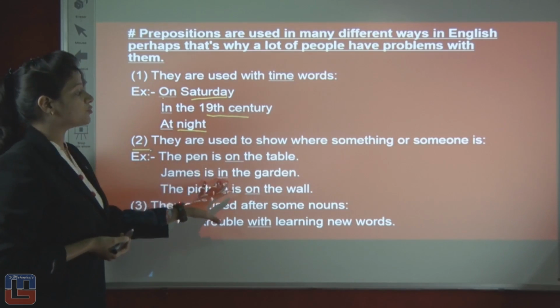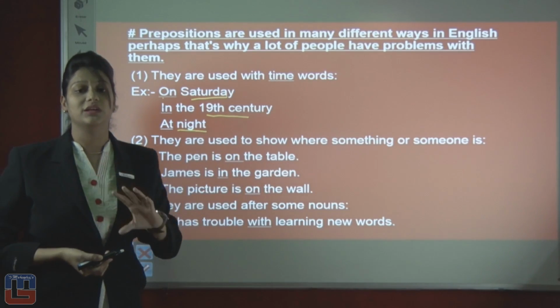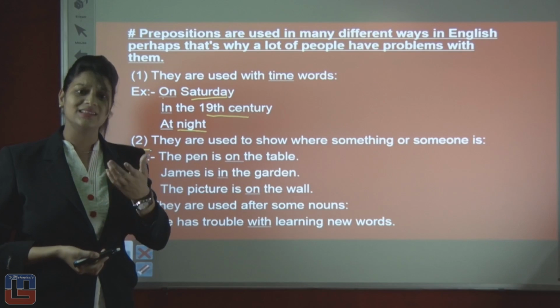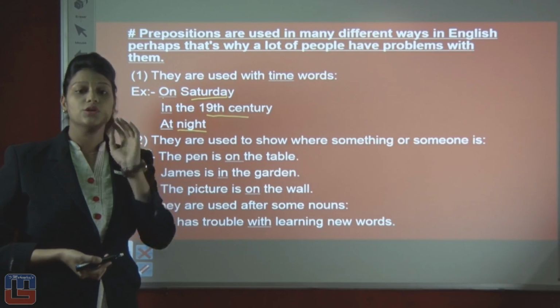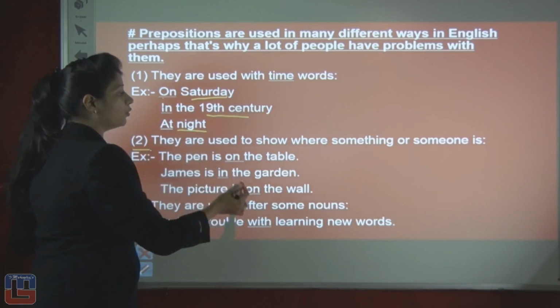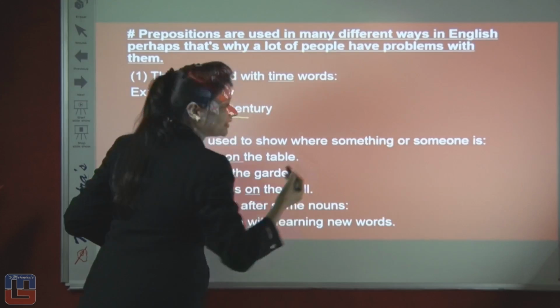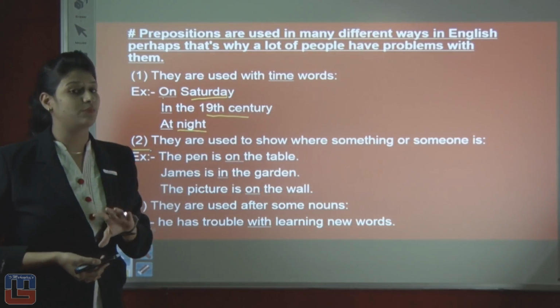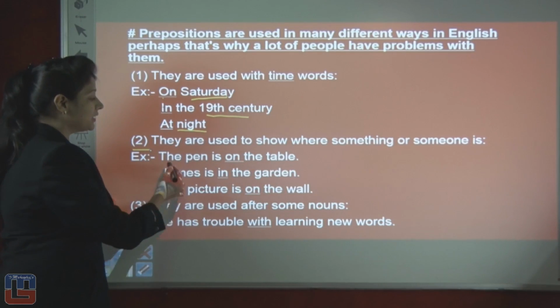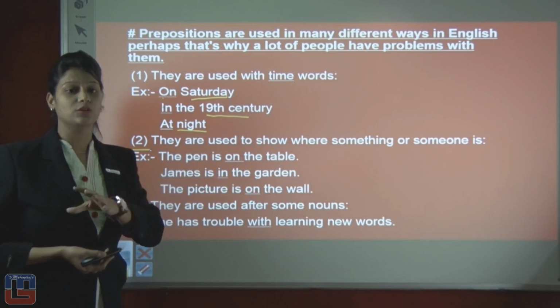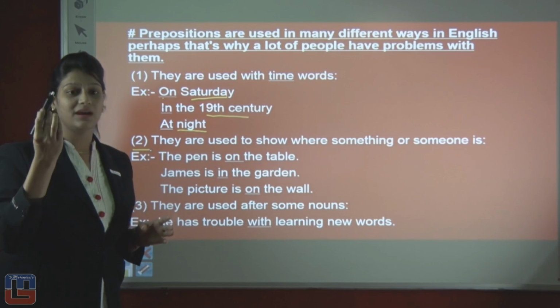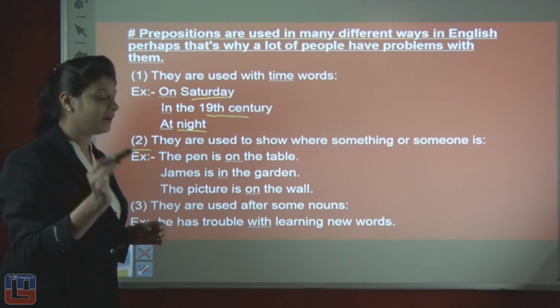Secondly, they are used to show where something or someone is. If you're talking about a position, as the name says, preposition, it may be talking about position. So if you want to show where something or someone is, for that purpose also we can use prepositions. The example says the pen is on the table. So where is the pen? The pen is kept on the table. The pen is in my hand. So where is the pen? The pen is in my hand.